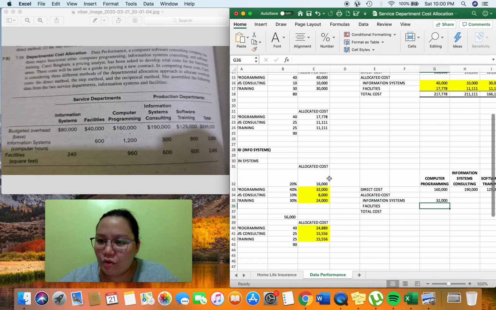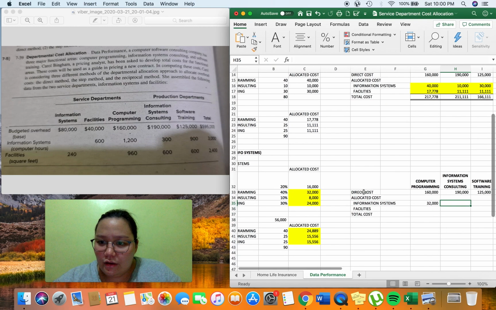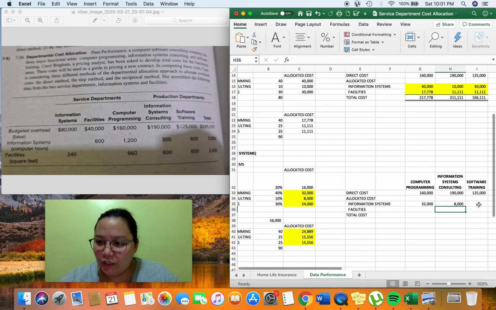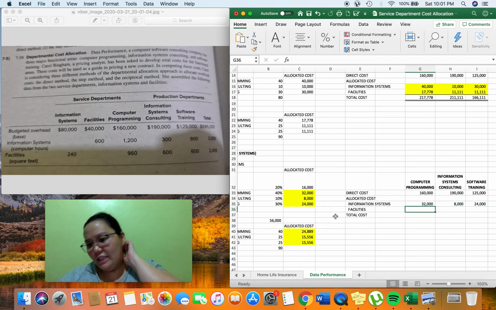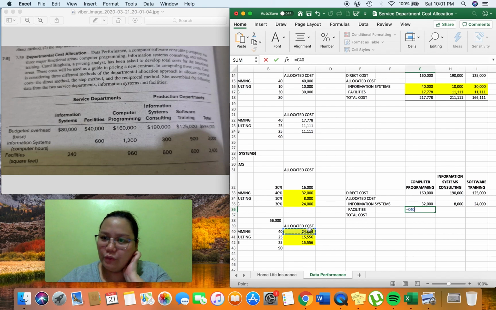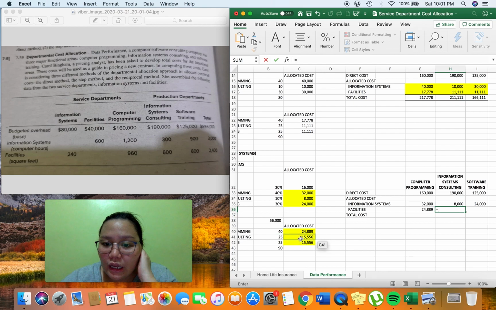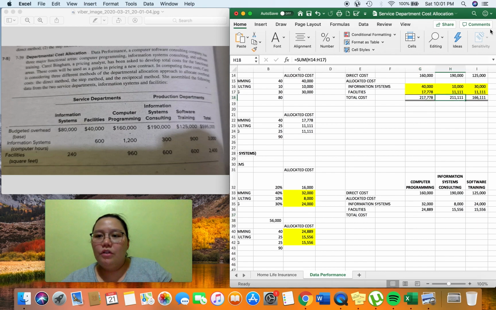We have 32,000, 8,000, and 24,000 respectively. And then for the facilities, it's a bit higher, diba? 24,889 for computer programming, 15,556 for information systems consulting, and for software training, we have 15,556. So, yung total cost natin, let's just copy this para mas madali.